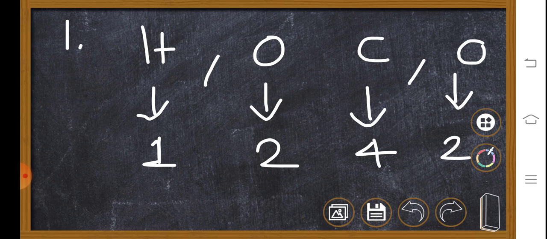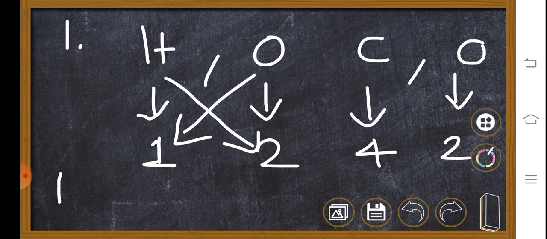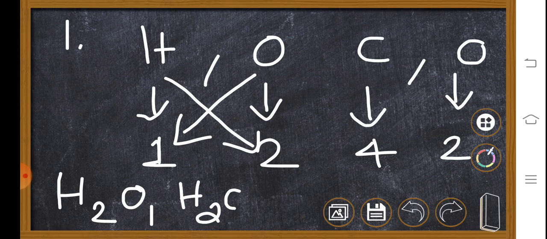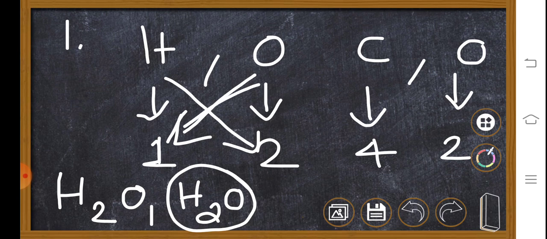The third step is to cross the valencies and write them as subscripts. Like this, we write H2O1. There is no need for the 1, so we just write H2O. So this is the chemical formula of water. We must cross the valencies like this, and if the valencies are divisible by a common number, then we can divide them.